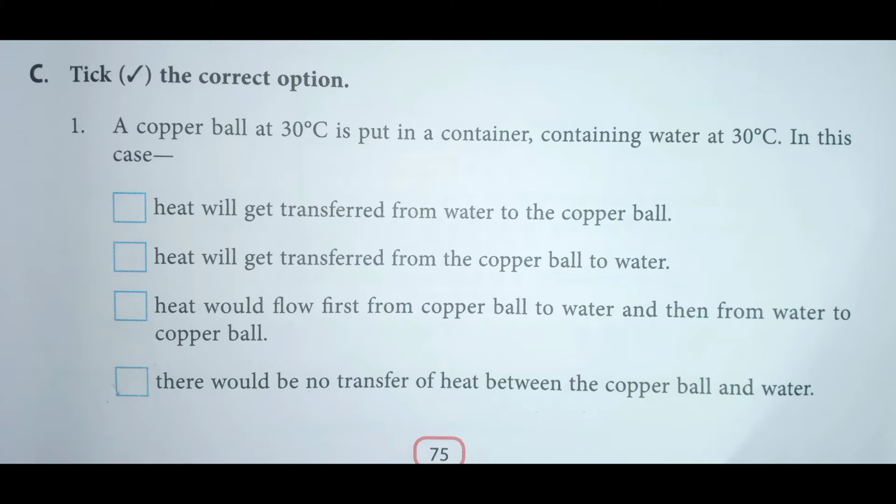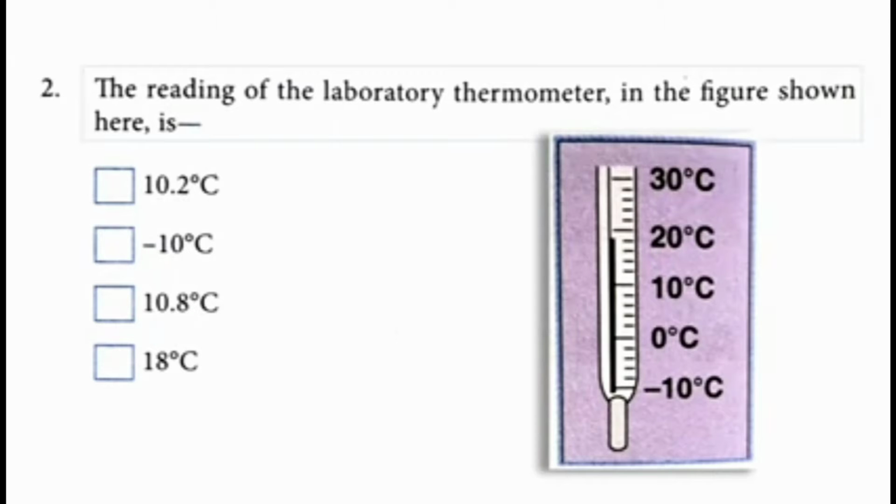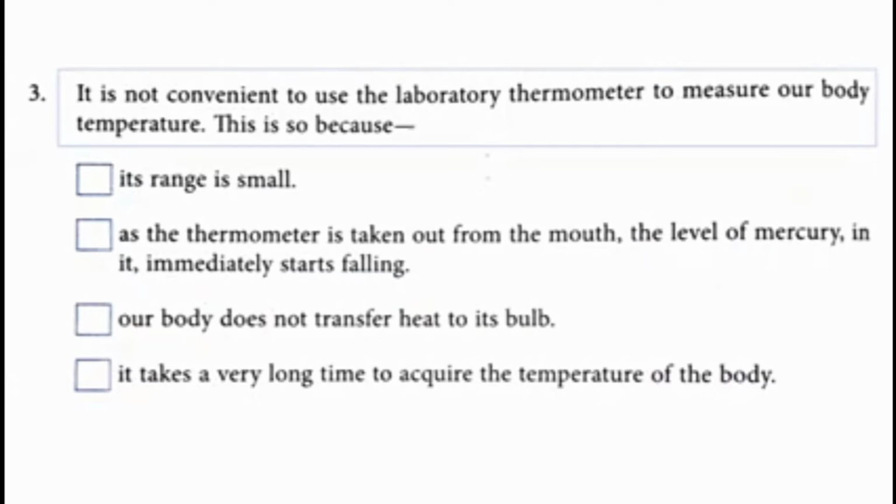First, a copper ball at 30 Celsius is put in a container containing water at 30 Celsius. In this case, there would be no transfer of heat between the copper ball and water. Second, the reading of the laboratory thermometer in the figure shown here is 18 degrees Celsius. Third, it is not convenient to use the laboratory thermometer to measure our body temperature.